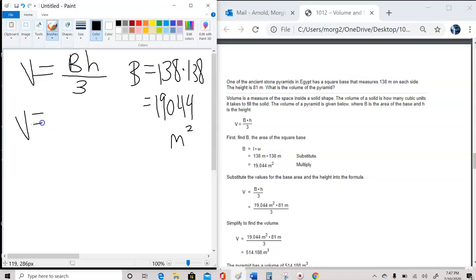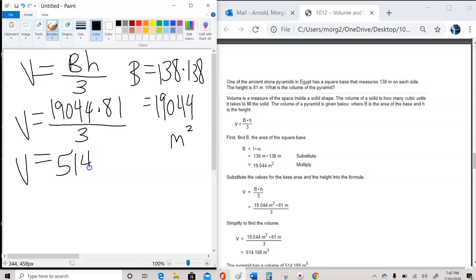So let's plug everything in now. Capital B is 19,044. The height is 81, and that's all divided by 3. I'm not going to show the calculator with this problem, but when you enter everything in your own calculator, you should get exactly 514,188 cubic meters.